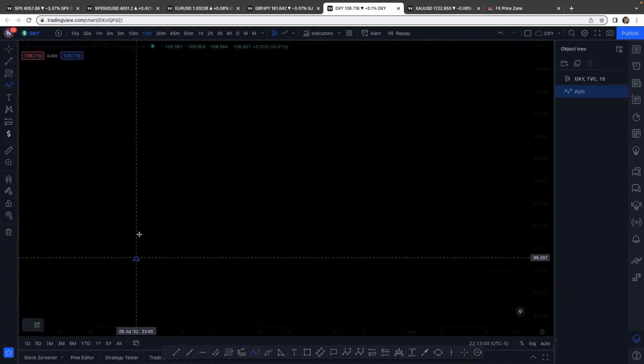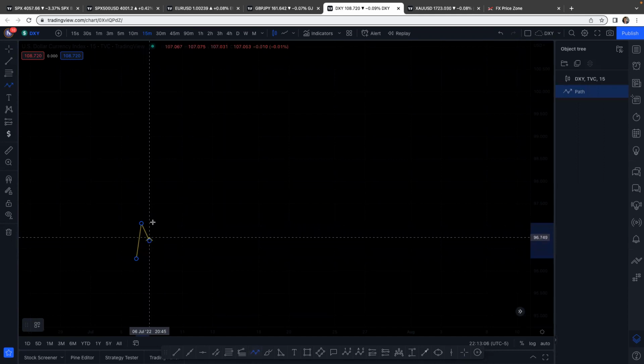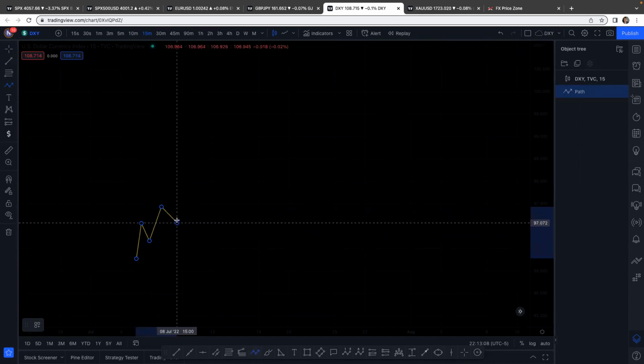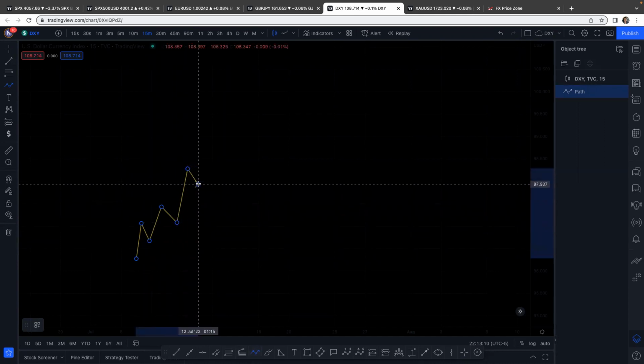So what we are going to go over is market structure. And basically, how market structure works is it happens in three different ways. The first one is the market moving up. Let me get my tool here. This is when the market is making higher highs and higher lows.